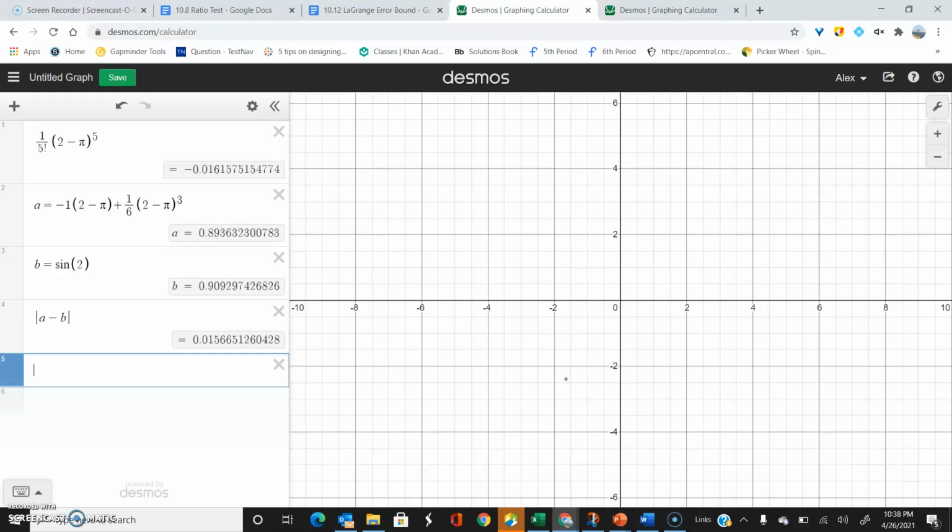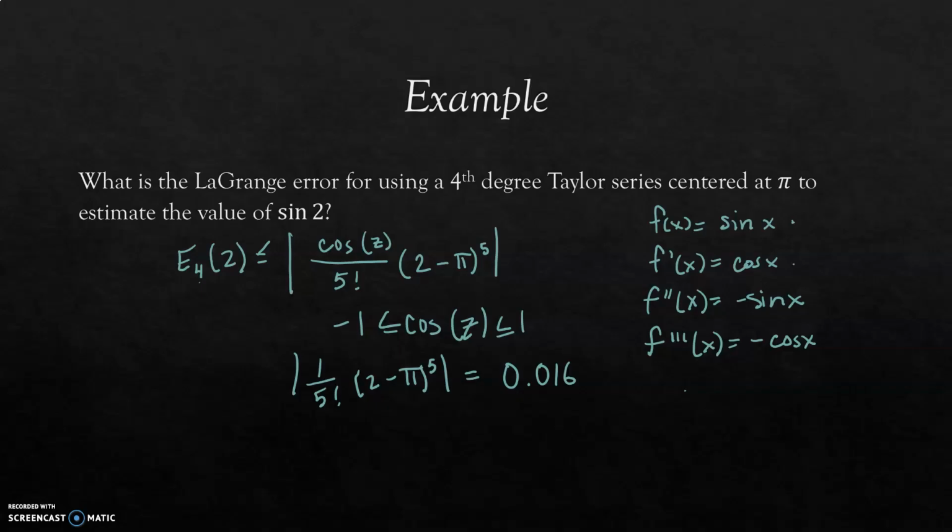And I actually did the work of figuring out the actual polynomial, and I got that evaluated at 0.893, and we evaluated sine of 2, and so our actual error is 0.015665, which isn't that far off from our Lagrange error in this example. And Lagrange error is a lot easier to find. So that's why we have it. It's just a way of estimating the error, overestimating the error, and we use it because it's easier.